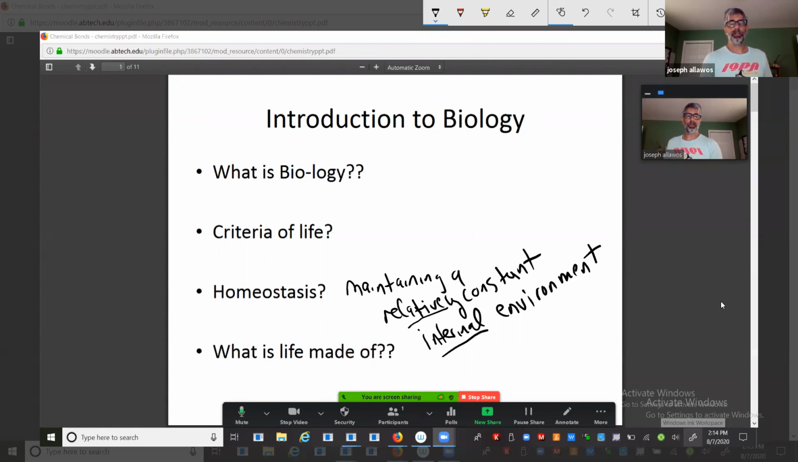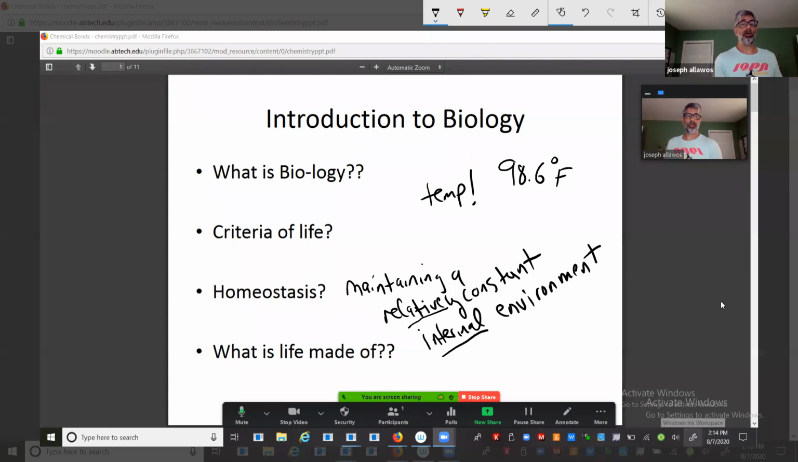So what does this mean? Well, think about things that are controlled in you that you don't have to think about. Some examples of homeostatic mechanisms in us: temperature, right? There is a thermometer in your brain. It's a thermostat, really, and it maintains a relatively constant internal environment. The thermostat is set at approximately 98.6. Now, some people run a little warmer and some a little colder, and that's okay. But we know that it's relatively constant, right?